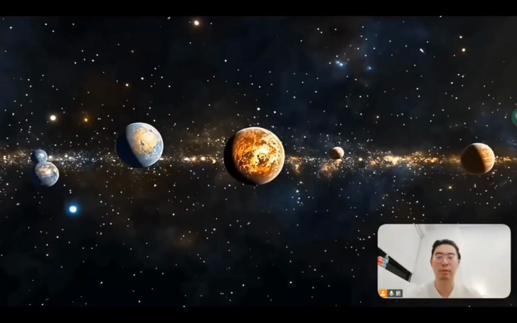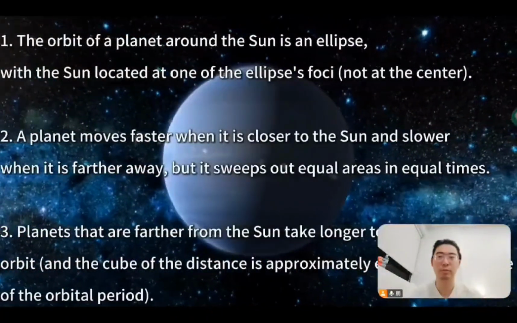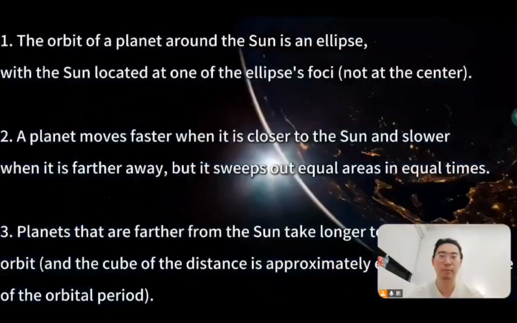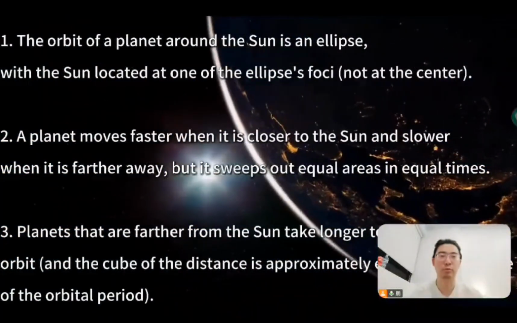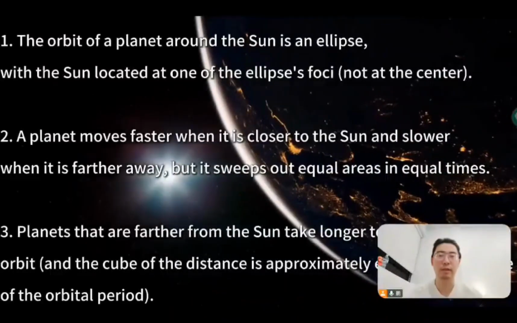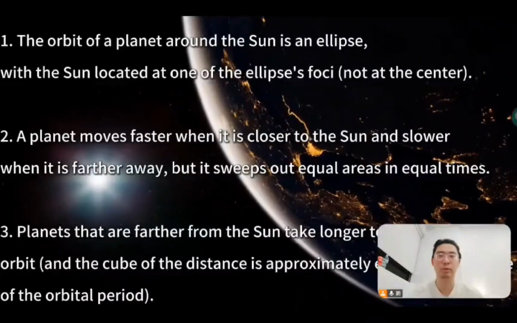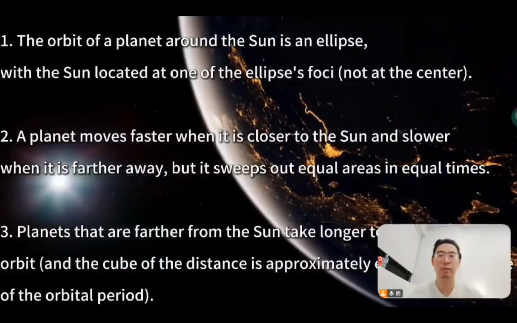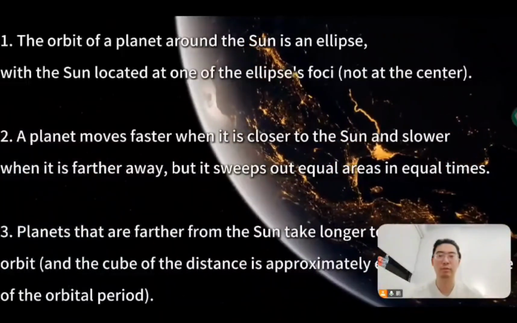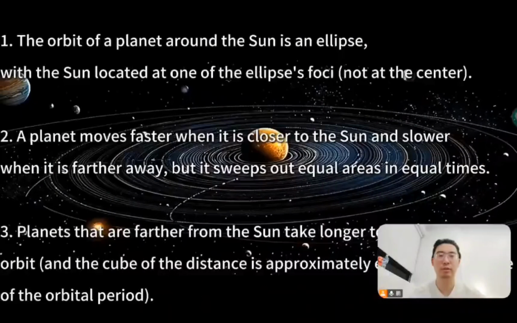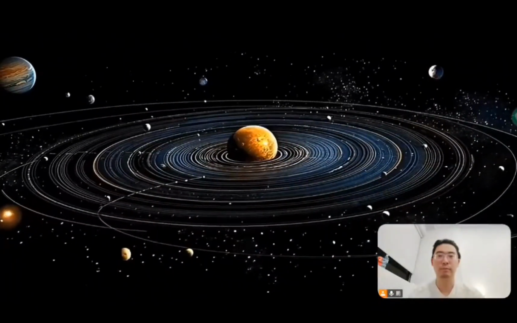First, let's briefly learn about Kepler's laws. Kepler's laws are three rules that describe the motion of planets around the Sun. First, the orbit of a planet around the Sun is an ellipse, with the Sun at one focus, not at the center. Second, when a planet is closer to the Sun, it moves faster along its orbit. When it's farther away, it moves slower, but the area swept out in equal time intervals is the same. Third, the farther a planet is from the Sun, the longer it takes to complete one orbit. The cube of the distance is approximately equal to the square of the orbital period.